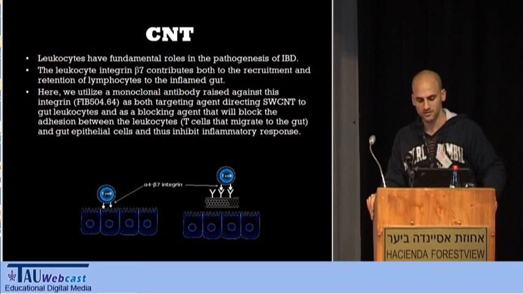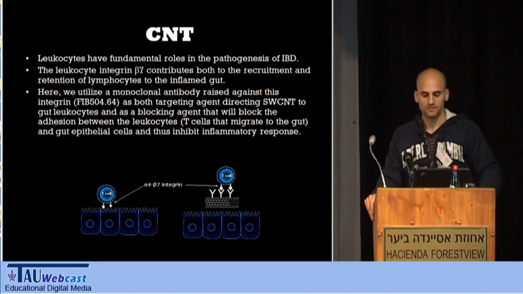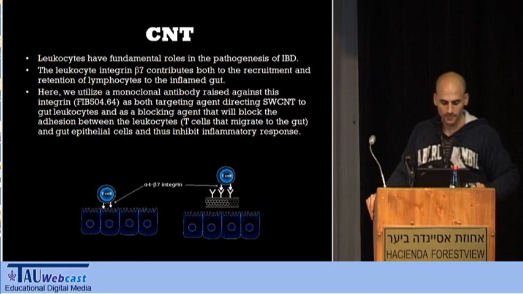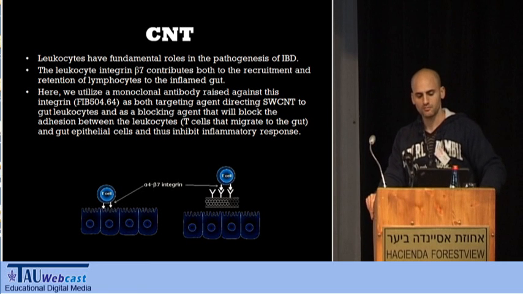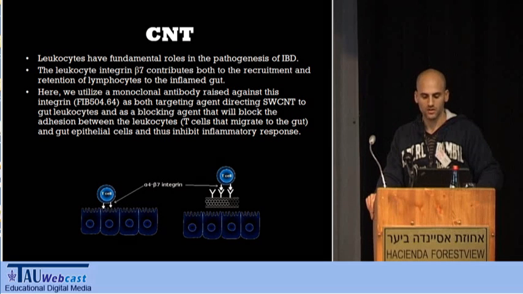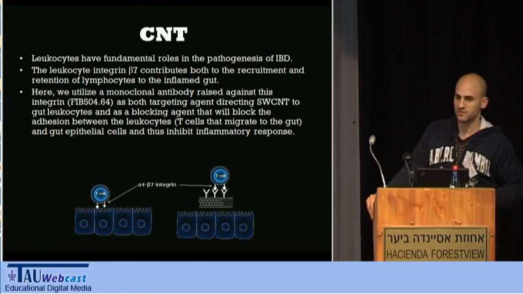Leukocytes have a fundamental role in the pathogenesis of IBD. The leukocyte integrin beta-7 contributes both to the recruitment and retention of lymphocytes to the inflamed gut. Here we utilize monoclonal antibodies raised against integrin beta-7 as both a targeting agent, directing carbon nanotubes to gut leukocytes, and as a blocking agent that will block the adhesion between the leukocytes and the gut epithelial cells, and thus hoping to inhibit the inflammatory response.